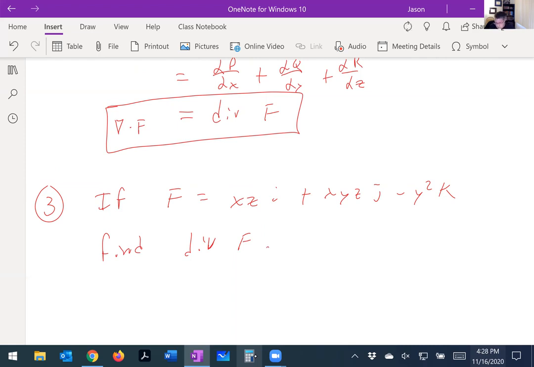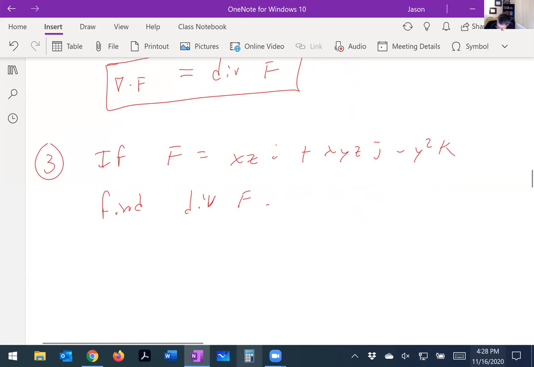Okay, so what are we going to do? Well, we're just going to take the partial of the first one with respect to x, the partial of the second one with respect to y, and the partial of the third one with respect to z. The divergence is a whole lot easier to calculate than the curl, because you don't have to do a 3 by 3 matrix. This one's a lot faster. Divergence of F is going to be d/dx of xz plus d/dy of xyz plus d/dz of negative y squared.